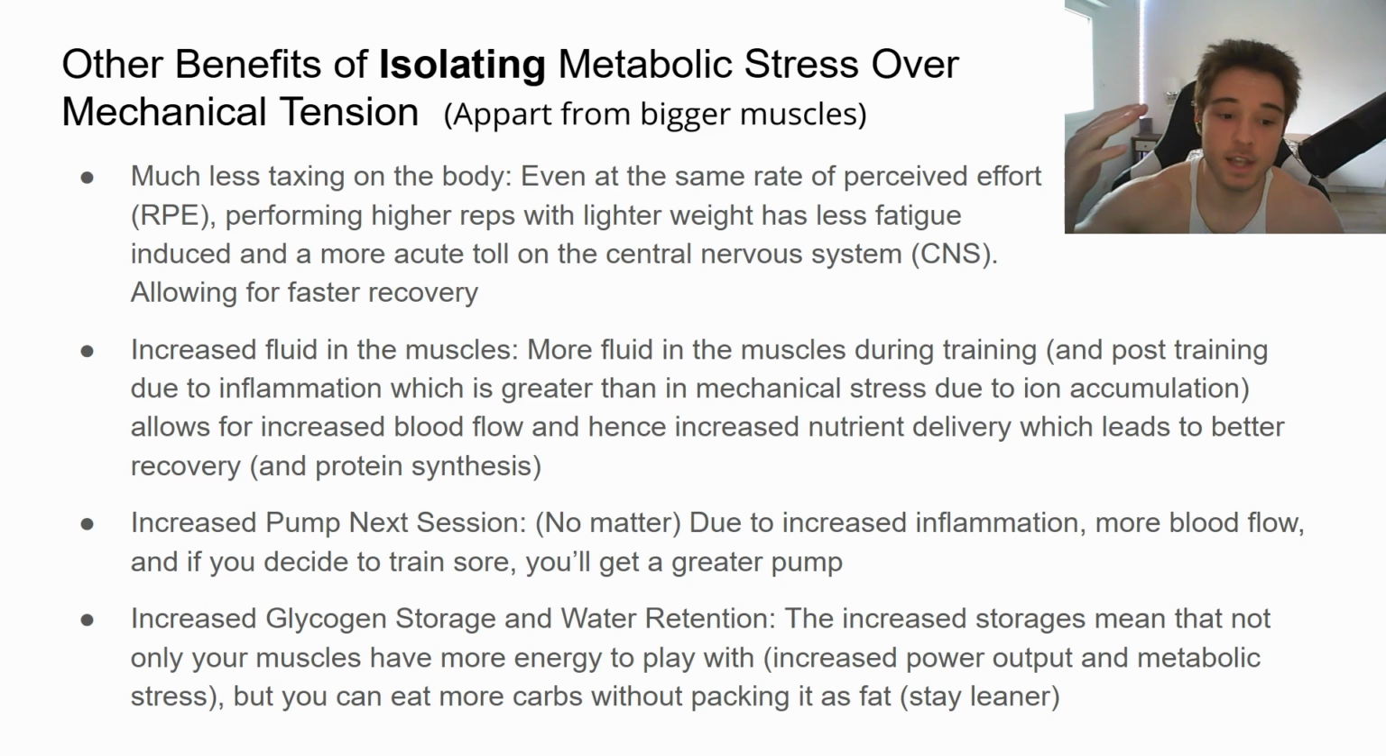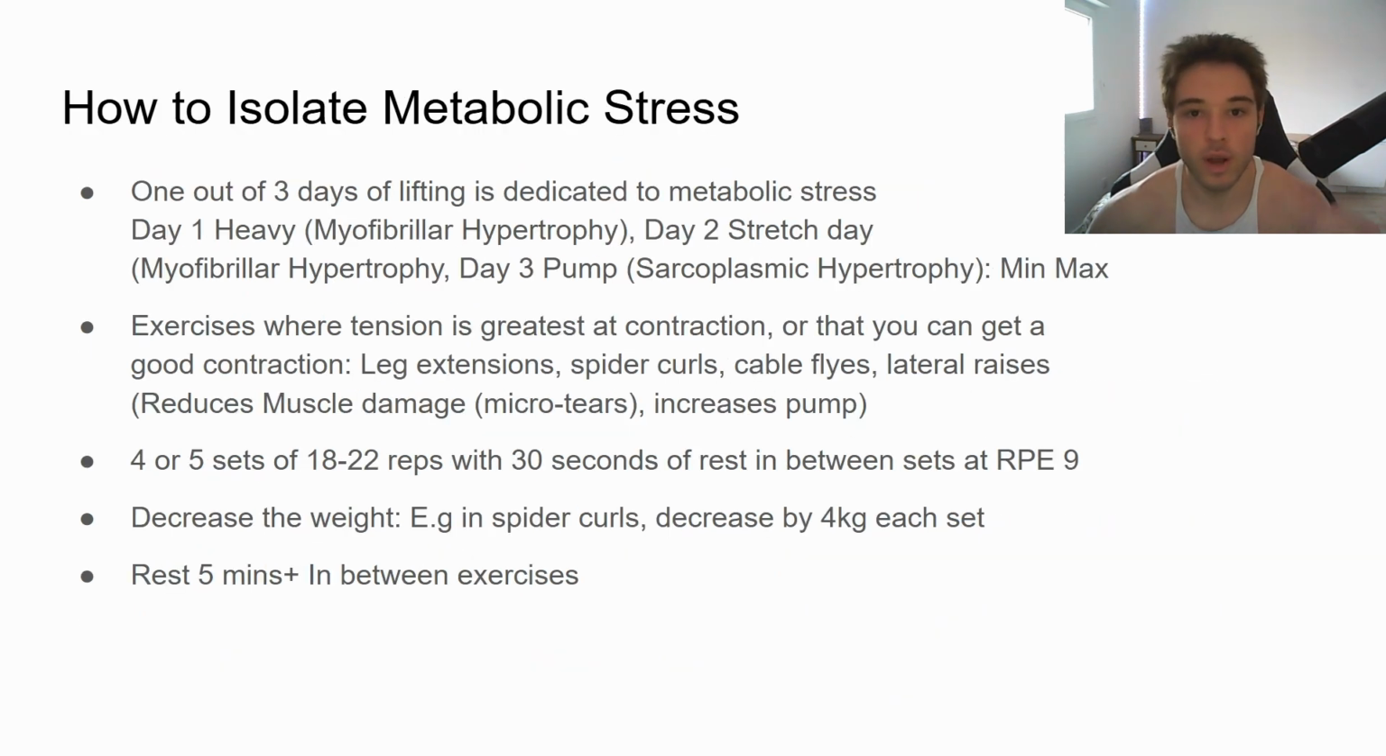And finally is the increased glycogen storage and water retention. So not only are your muscles going to look bigger because you're going to have more water and carbs in them, but in a healthy body, glycogen is stored as fat once the liver and muscle storages are full. So if you have bigger muscle storages, you're going to be able to eat more carbs without packing it as fat. Okay, great. So now how do I isolate metabolic stress in my program?